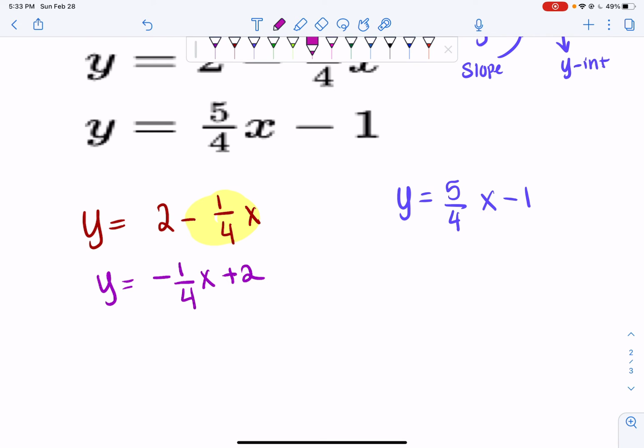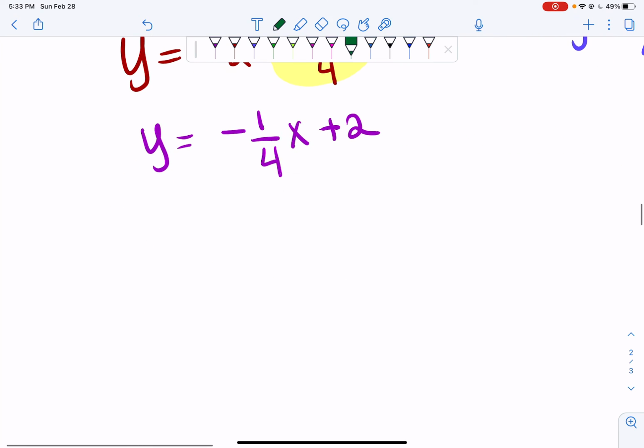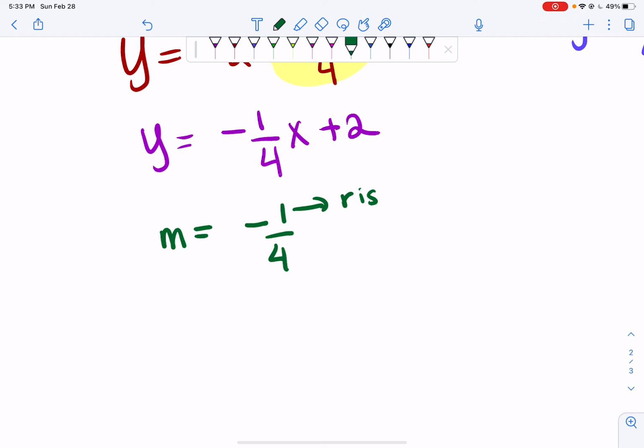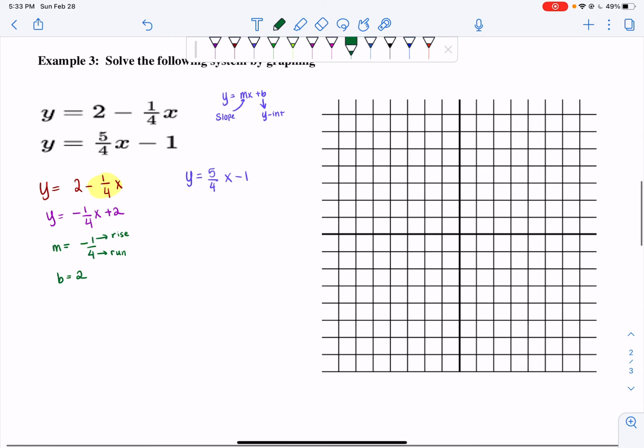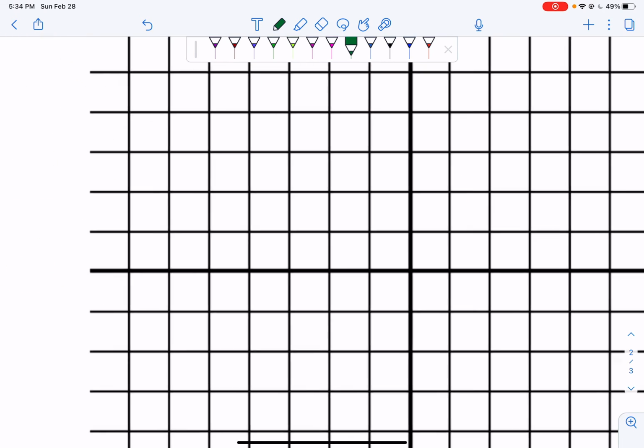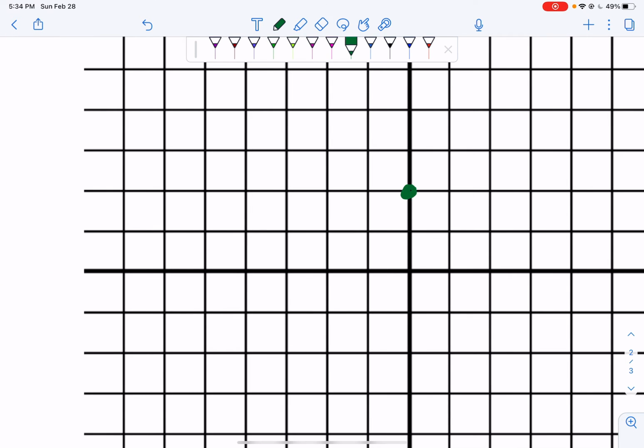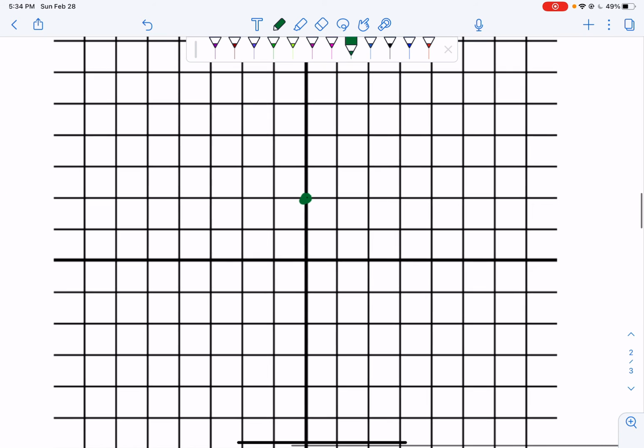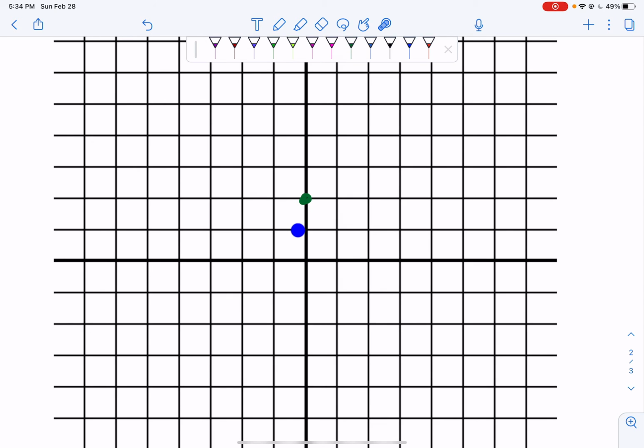So now that I have this, I can identify my slope and my y-intercept. So in this example, my slope, the number attached to my x, is negative 1/4. So I can say m equals negative 1/4. So negative 1 is my rise, 4 is my run, and my y-intercept is the number hanging out by itself, which is a 2. I'm now going to plot that graph. So I start at 0, 2, and I go down 1 and to the right 4. So down 1 and to the right 4.